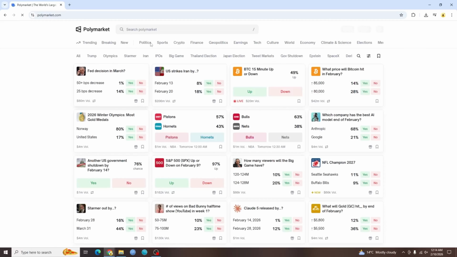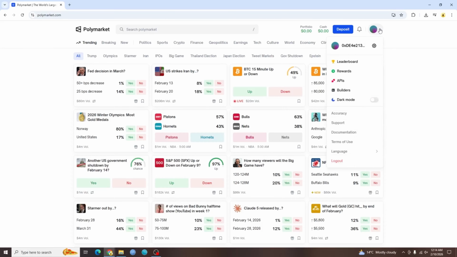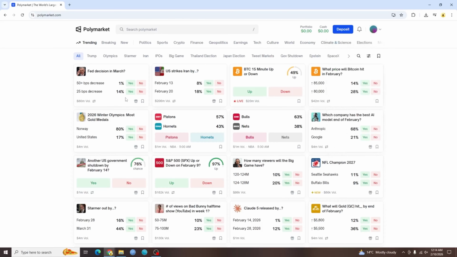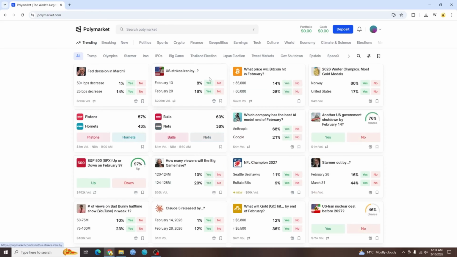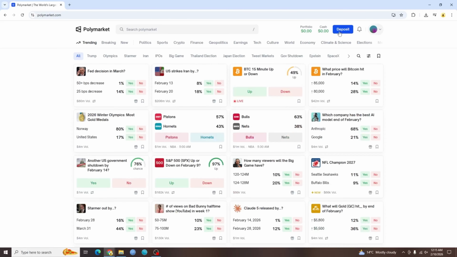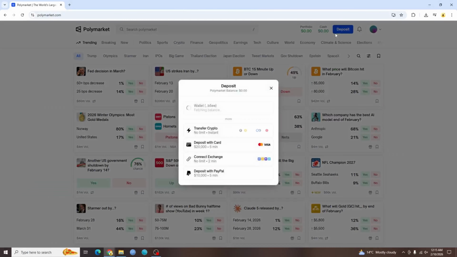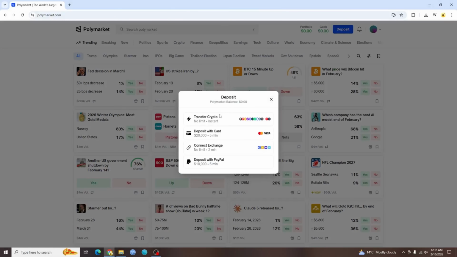You don't need to verify your identity to start trading. Also, you're not betting against the house. You're trading shares with other users in a peer-to-peer market. And here's the big thing. You don't have to wait until the event resolves to make money. You can buy and sell shares as the odds change, just like trading stocks or crypto. We'll get into exactly how that works in just a bit.